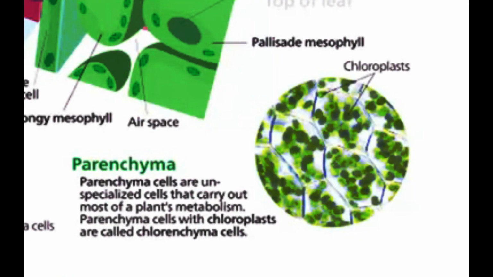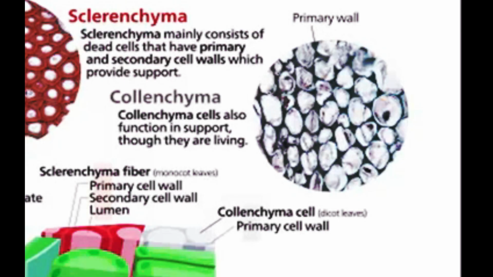Parenchyma cells are unspecialized cells that carry out most of a plant's metabolism. Parenchyma cells are alive at maturity and have thin primary cell walls. Collenchyma cells function in support of the plant tissue because their primary cell walls are somewhat thicker than those of parenchyma. These are also alive at maturity.